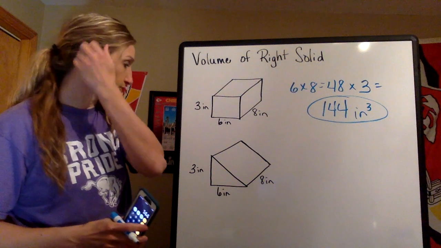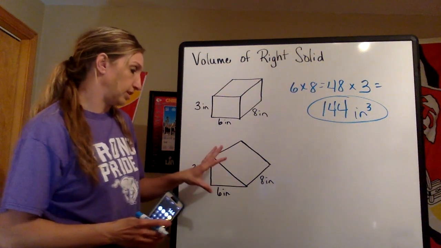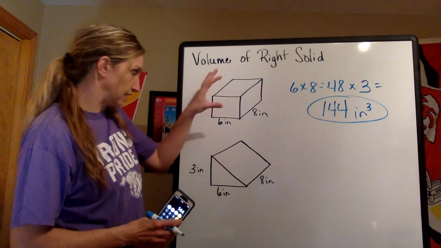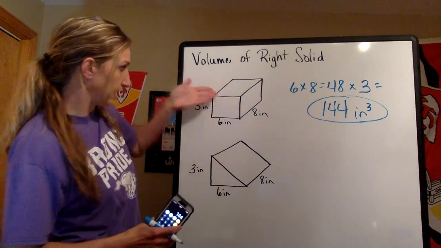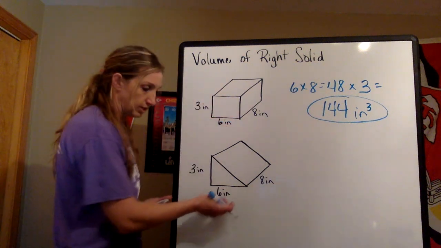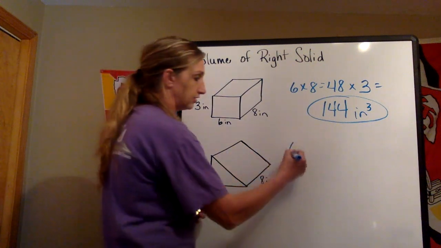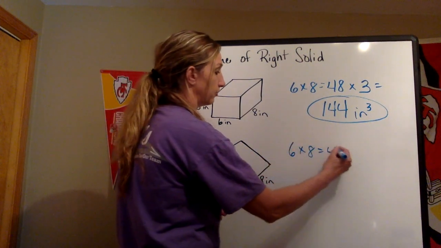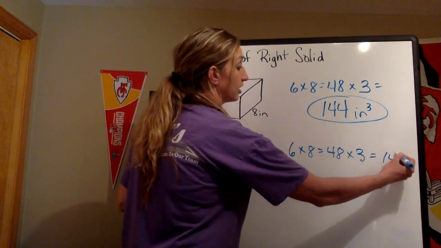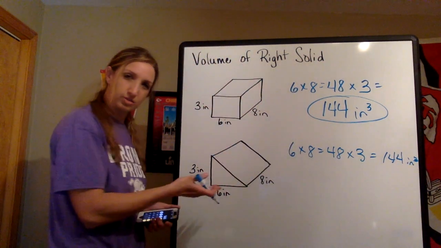Okay. I also want to look at triangular prisms today. So notice this one is the exact same dimensions as this one. It's just being cut in half diagonally. Okay. So I'm going to still do 6 times 8, area of the base times the height. So 6 times 8 gives me 48 times the height, which is 3, and that's going to give me 144 inches cubed. Well, should these two volumes be the same?